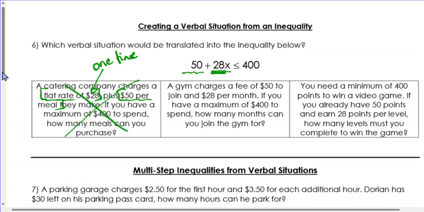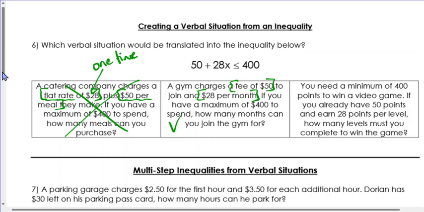Second one says a gym charges a fee of $50, so that's a good start. Just a one-time fee of $50 and $28 per month. That's exactly what that's saying. $50 to start, just one time, and then $28 for each month. If you have a maximum of $400 to spend, how many months can you join the gym for? Well, saying you have a maximum of $400 means we're going to spend less than that. This is what we spend. This is what we have. We want the amount that we spend to be less than or equal to that amount, which looks good. I'm going to read the last scenario just to make sure, but right now, that one looks good.